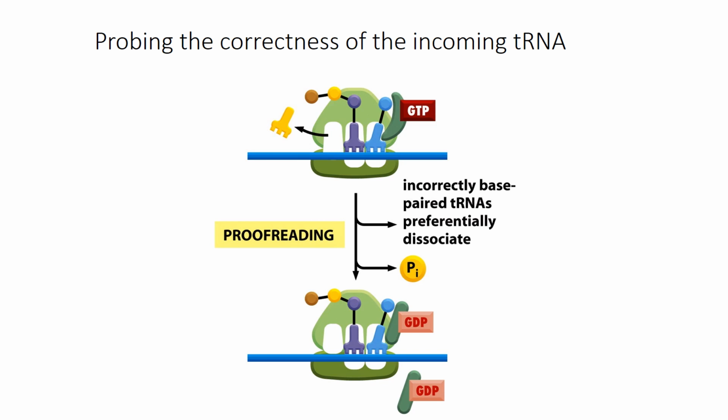Number 2, we are going to have 2 outcomes with this newly incoming tRNA. Either it's going to be incorrect, so the codon-anticodon matching will not work. This one will preferentially dissociate. This is basically the proofreading step. Or the new tRNA is the correct one. Then the elongation factor hydrolyzes GTP to GDP and locks this new tRNA into position for the next peptide bond formation.